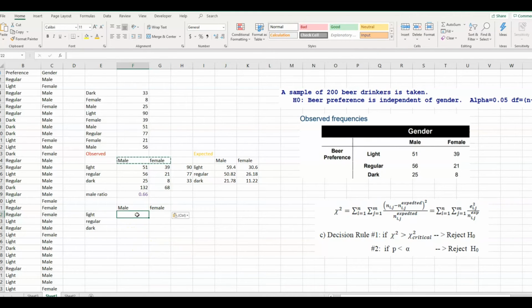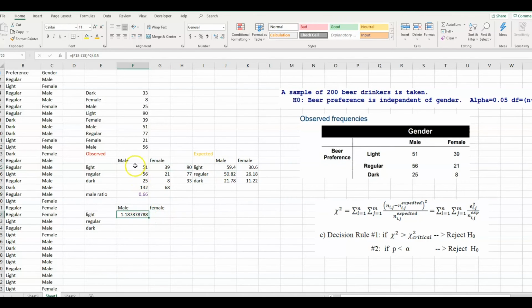The first one equals, the first cell of our observed minus the first cell of expected, and this is squared, divided by expected. I repeat the concept here: this is i equals 1, j equals 1. So this is i1, j1, and this is also i1, j1.